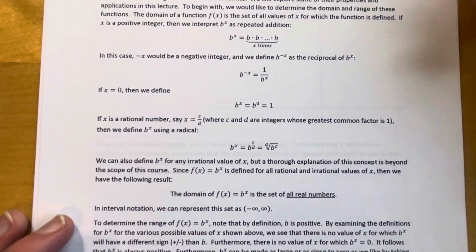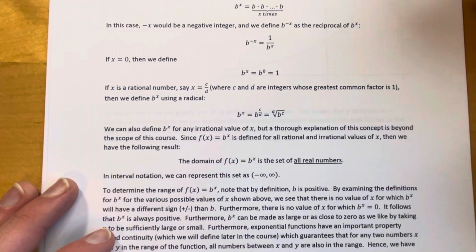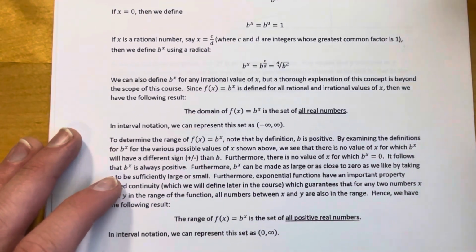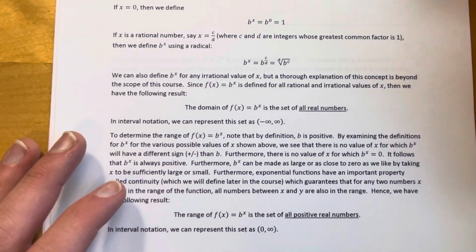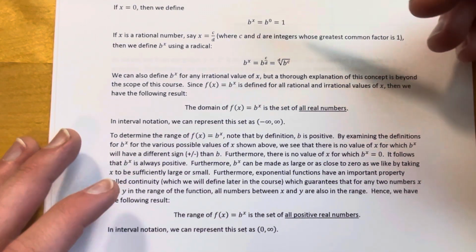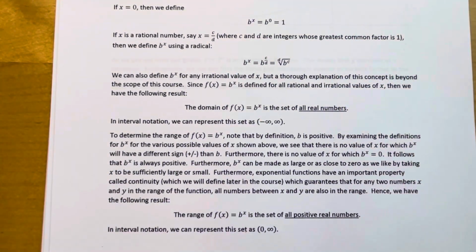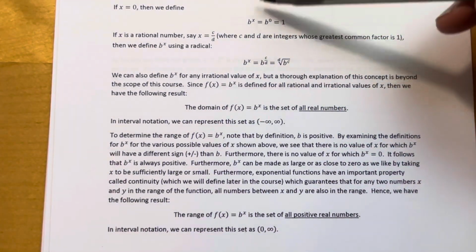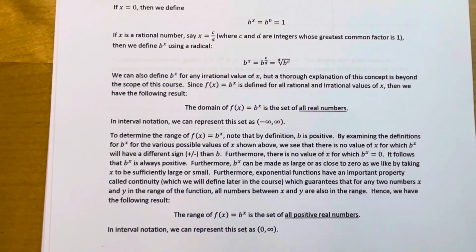It's only positives that come out of this. Furthermore, we can get any positive out of an exponential function because by taking your exponent to be larger and larger positive numbers, we can get b to that power to get as large as we want it to be.